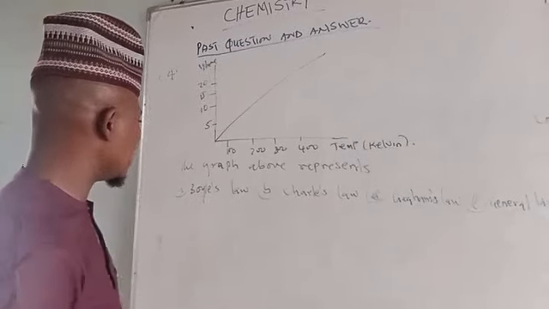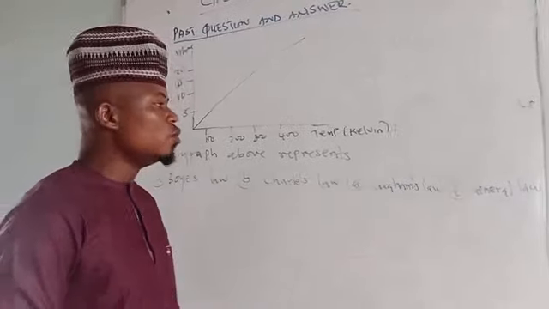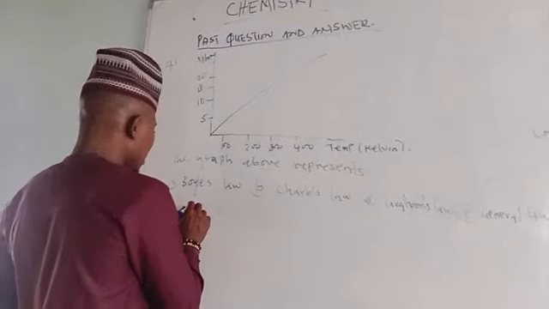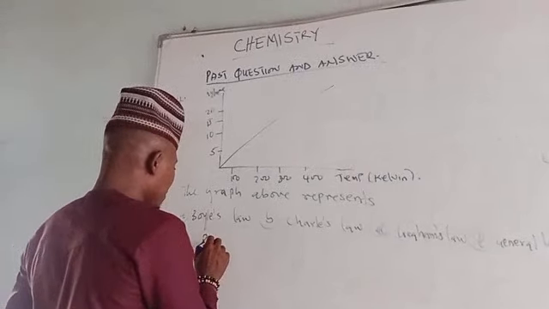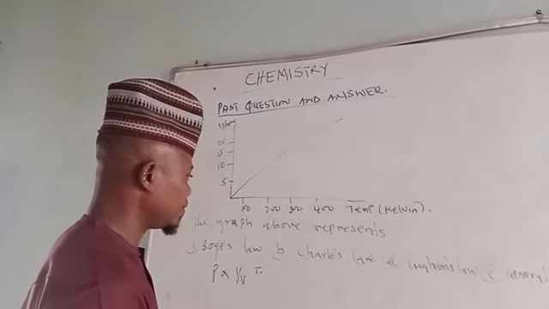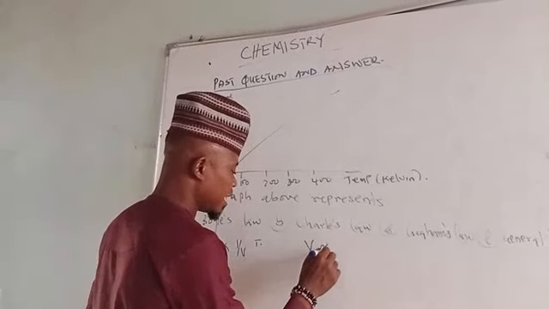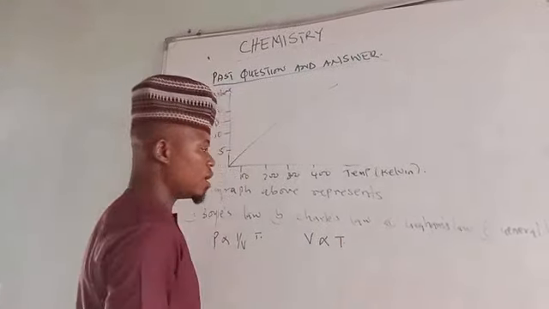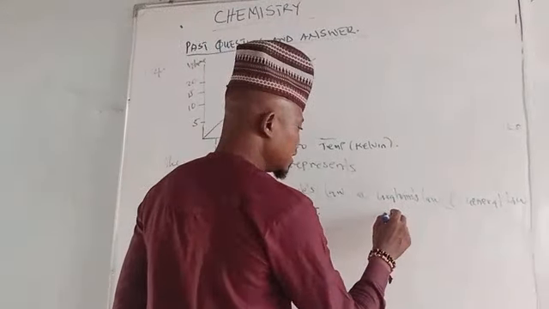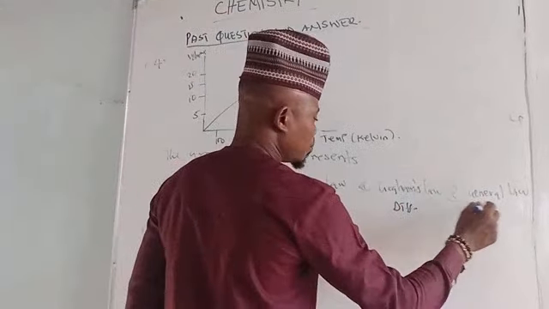Now, how do you go about this question? You must know what Boyle's law is, what Charles' law is, and what Graham's law is for you to be able to answer this question. Boyle's law talks about pressure being inversely proportional to volume at constant temperature. Charles' law talks about volume being directly proportional to temperature at constant pressure. While Graham's law talks about density and rate of diffusion. The general gas equation merges all of them.